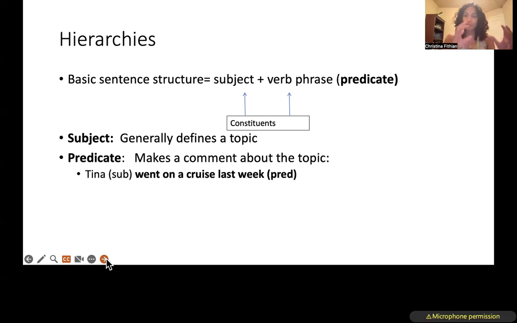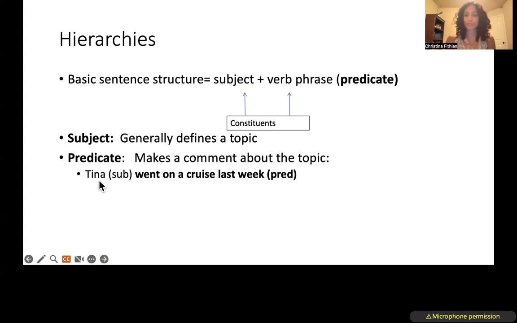Just to reiterate what we talked about in class, remember that the biggest constituents that we need to look for in a sentence are the noun phrase that functions as the subject and the verb phrase that functions as the predicate. The subject generally defines a topic and the predicate makes a comment about that topic.